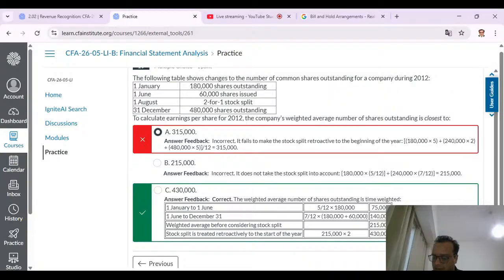So you have to now consider 1 Jan to 1 June, 75,000, 1 June to December, 140,000, before considering the stock split. Now that stock has to be multiplied by 2, meaning it will be counted that in effect you were holding 215,000 shares.